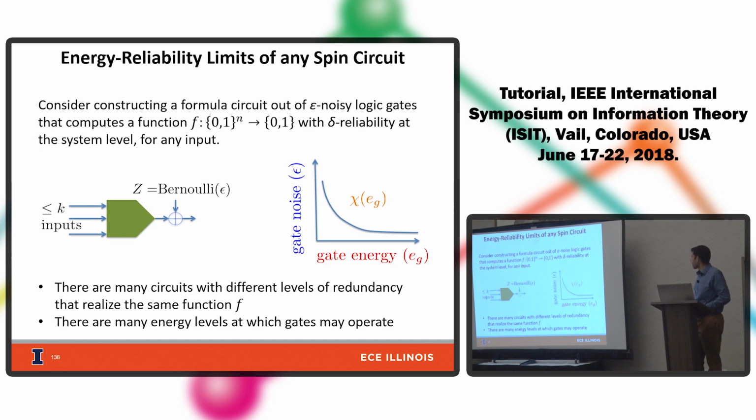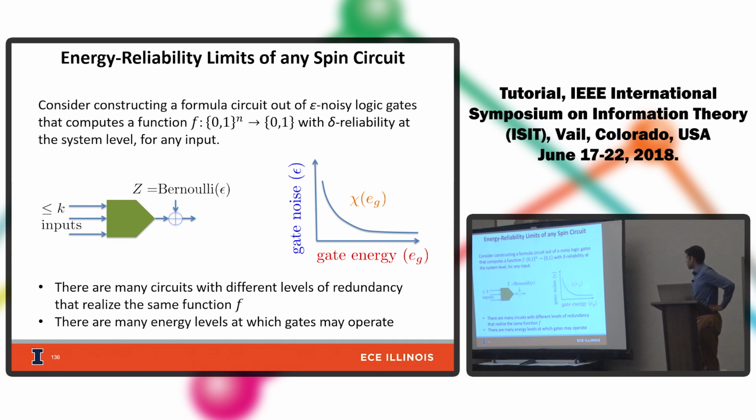of the energy. Okay, and the basic question we want to ask is, can we construct a formula circuit, a tree-structured computational circuit, out of epsilon noisy gates that computes any given Boolean function with delta reliability at the system level for any input. So it's a worst-case characterization.